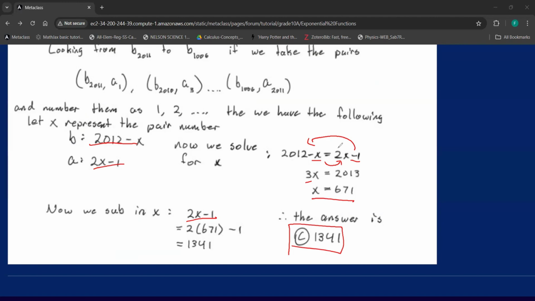And this is the last math contest question I'll be going through. Are there any questions? Well, then I will stop sharing.